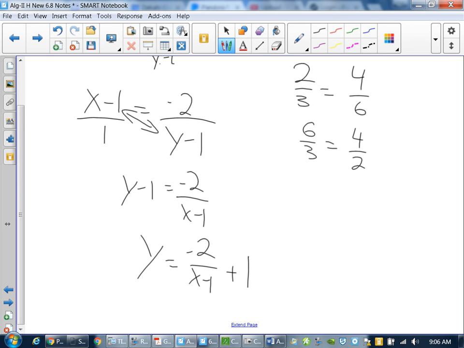And there's its inverse. It's its own inverse. Exactly. So it's just the same.